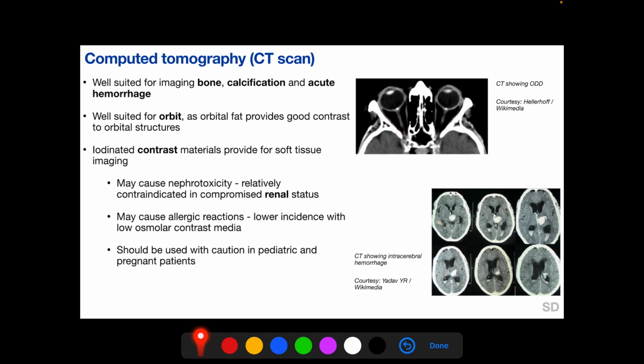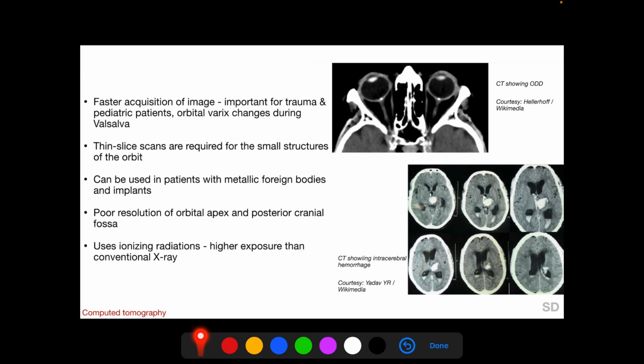Iodinated contrast materials provide for soft tissue imaging. These contrast materials may cause nephrotoxicity, so they are relatively contraindicated in compromised renal status, and may cause allergic reactions. However, the incidence is low with low osmolar contrast media, and they should be used with caution in pediatric and pregnant patients. CT scan has a faster acquisition of image, so it becomes important in trauma and pediatric situations.